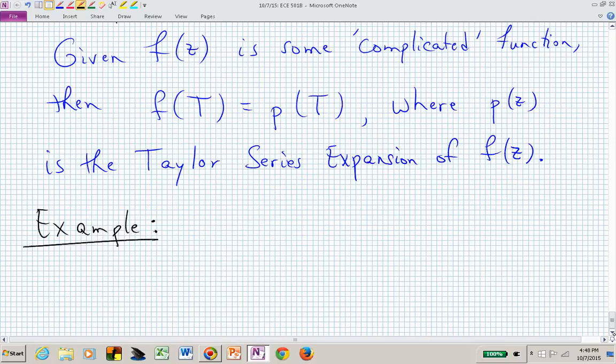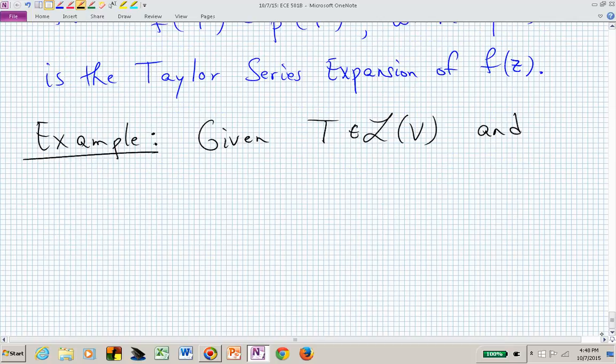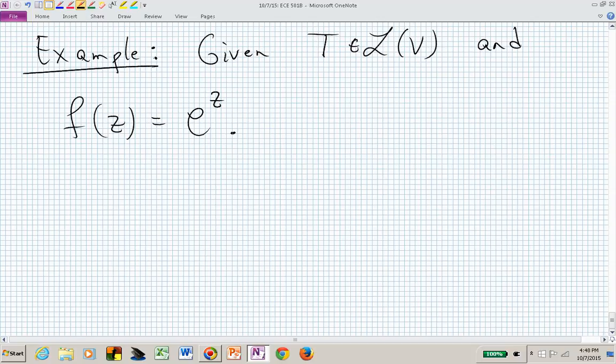Let's look at an example that comes up a lot. Suppose we're given a linear map T that's an operator, and it's operating on some vector space V. And now suppose that somebody says, my complicated function f of z, I want that to be e to the z. This is now an exponential. Do you remember the Taylor series expansion for this exponential?